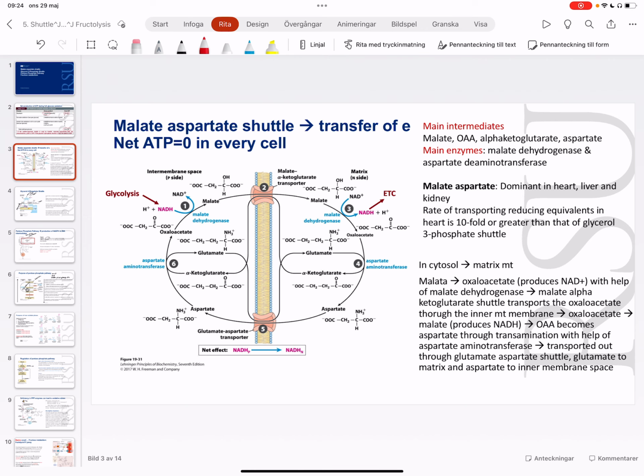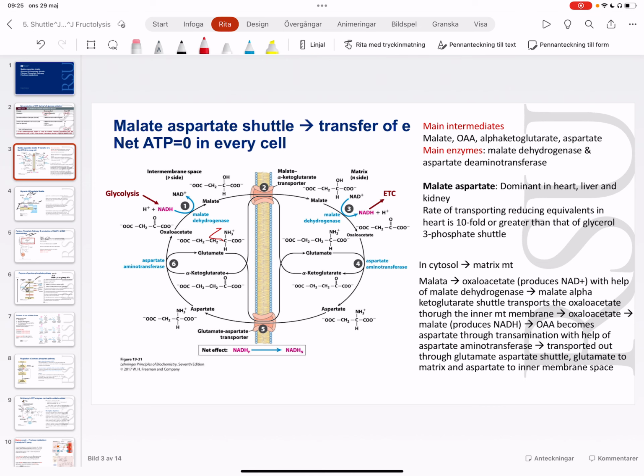Okay, so when we get oxaloacetate, the second problem is oxaloacetate cannot just diffuse through the membrane. Therefore, we need to convert oxaloacetate into aspartate. And we do that with the help of aspartate aminotransferase. So what happens is this aspartate aminotransferase will add an amino group to the oxaloacetate, and by doing that, it will take the amino group from the glutamate and it will form aspartate.